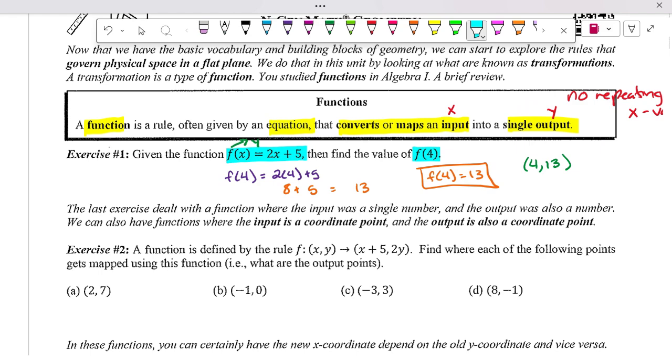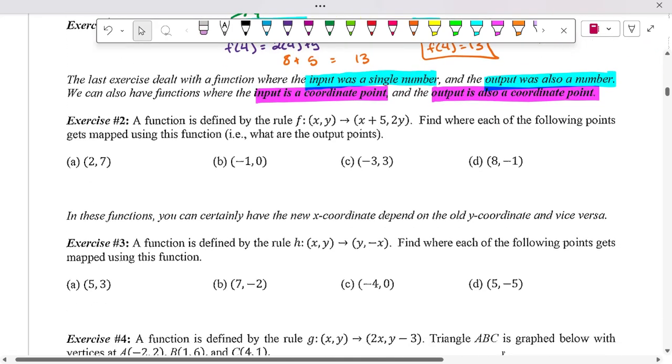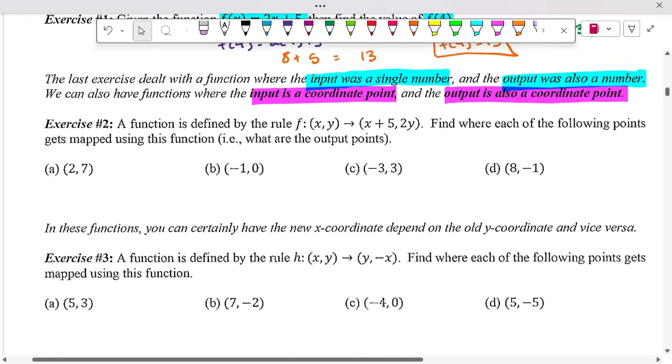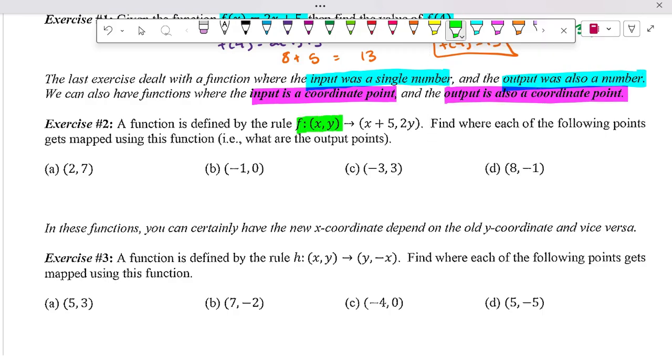So, the last exercise dealt with that function where you had to input a single number and the output was also a number. But now we're going to look at where the input is a coordinate point and the output is also a coordinate point. So this next exercise, this kind of involves how we read rules in transformations. A function is defined by the rule f of the point (x, y), so that's what we start with, becomes (x plus 5, 2y).